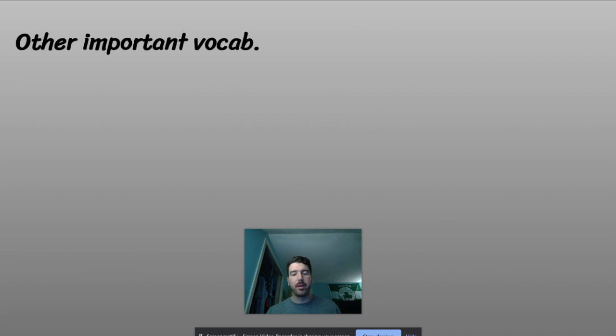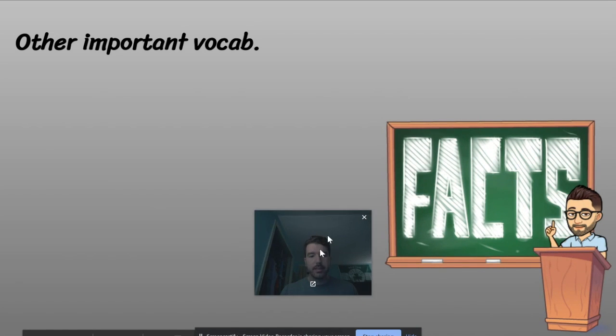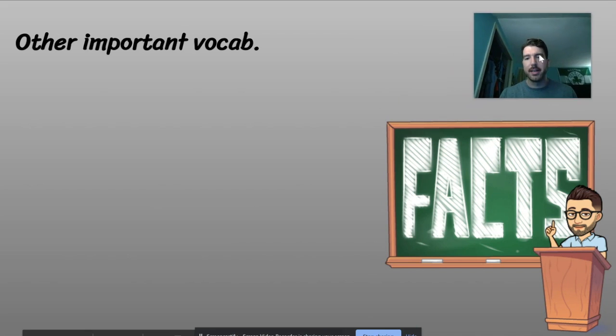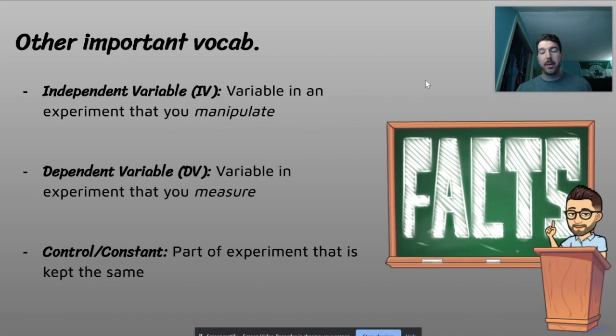So there are some other vocab words I want you guys to be familiar with when it comes to the scientific method or just experimental design in general. And those would be independent variable, which is a variable in an experiment that you manipulate. In this experiment, the independent variable would be the weight added to the airplane.